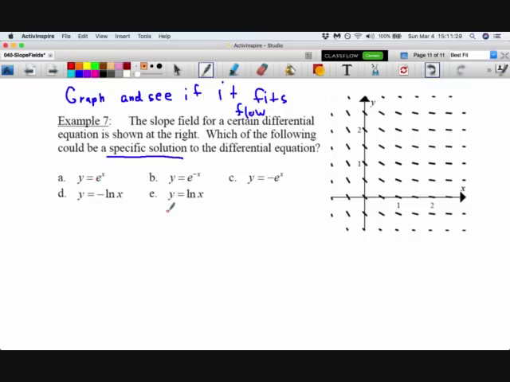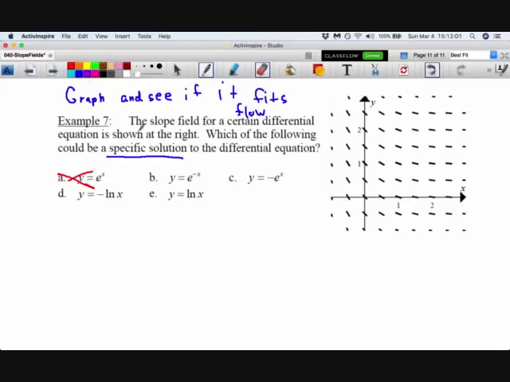So A, e to the x, starts off here and has real big exponential growth. That's why it's exponential. Does that fit the flow? Absolutely not. Do you see how it goes against the flow? It's really fighting the current in every single spot. So it could not possibly be A. Done.